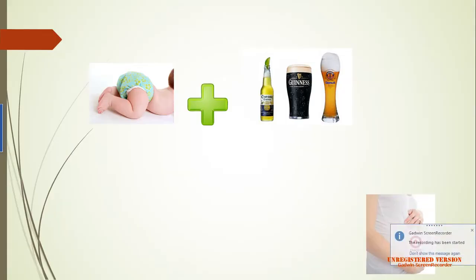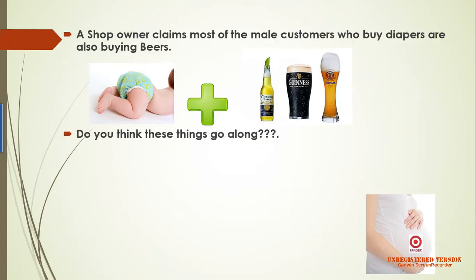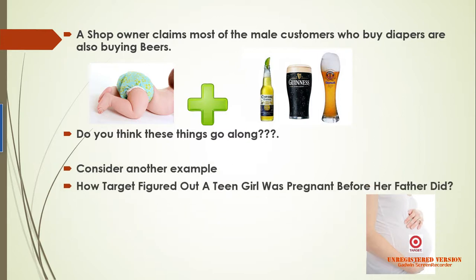Hi, suppose a shop owner claims that most of his male customers buy diapers along with beers. Oh, diapers plus beers. Do you believe that those products go along? Yeah. And let's take another example. How Target figured out a teen girl was pregnant before her father did. This happened a long time back.